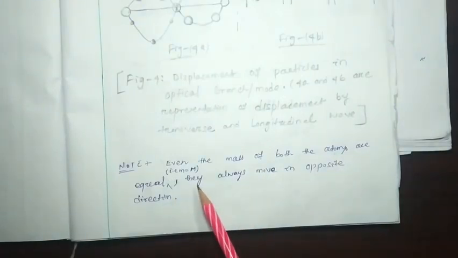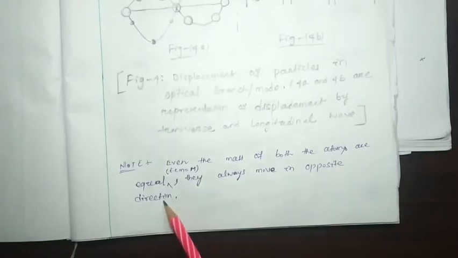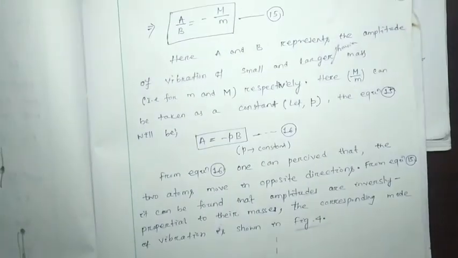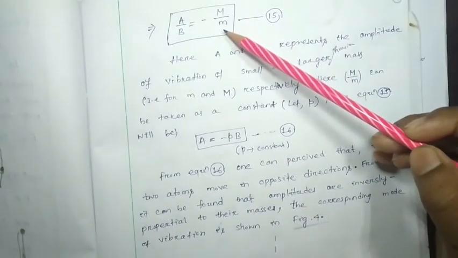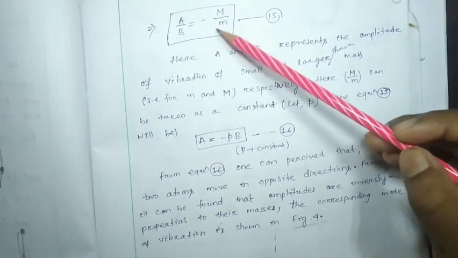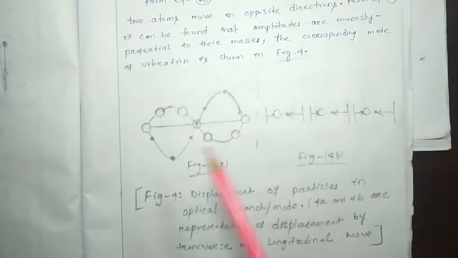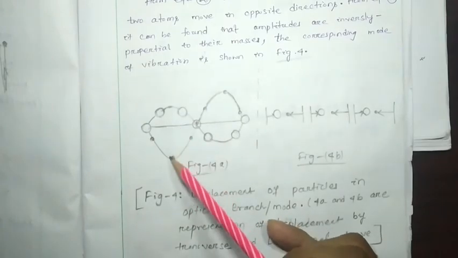So here, even the masses of both the atoms, now we are going to consider that both the masses are the same. Even if the masses of both atoms are equal, m equal to m, they always move in opposite directions. Because if we consider m equal to m, then m by m will be 1, so a equal to -b. That means if the masses are equal, they are going to be moving in opposite directions, but the amplitude will be the same.